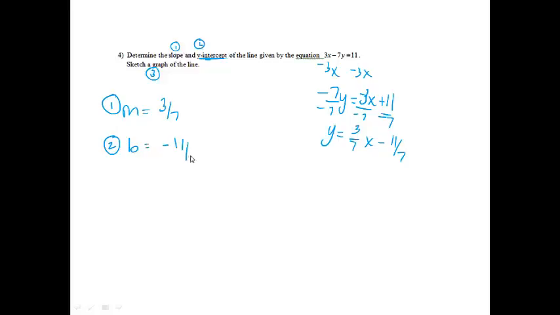So I'm going to solve this for y, so I'm going to subtract 3x from both sides. I've got negative 7y equals negative 3x plus 11. And then we'll divide all three parts by negative 7. So we'll get y equals positive 3/7 x minus 11/7. So my y-intercept is going to end up being negative 11/7. Okay, and then the third thing I needed to do was sketch a graph of the line.